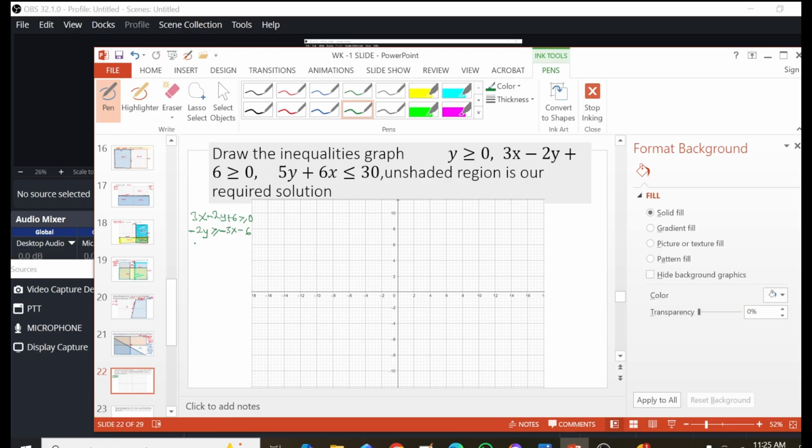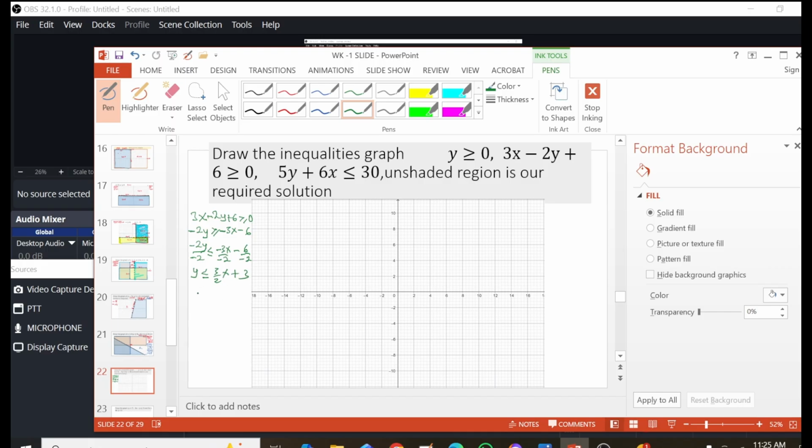If I'm dividing by a negative number, you know what happens. Dividing minus 2y by a negative number, minus 2, the inequality sign will reverse. Then this one will be minus 3x divided by minus 2, and this one will be minus 6 divided by minus 2. So what I will get is y is less than or equal to 3 over 2 x, then plus 3. So this is what I will arrive at. This is one method that you can use.